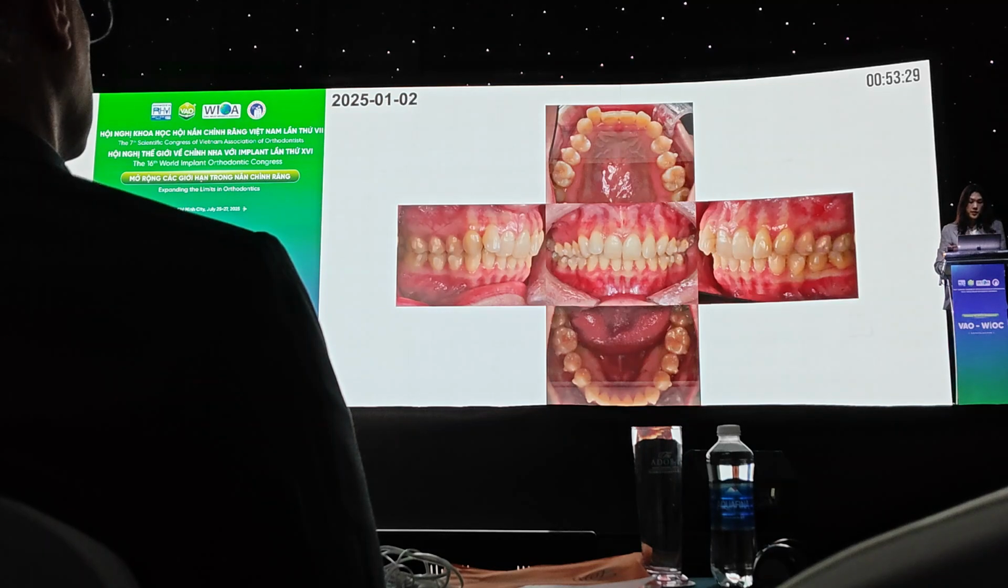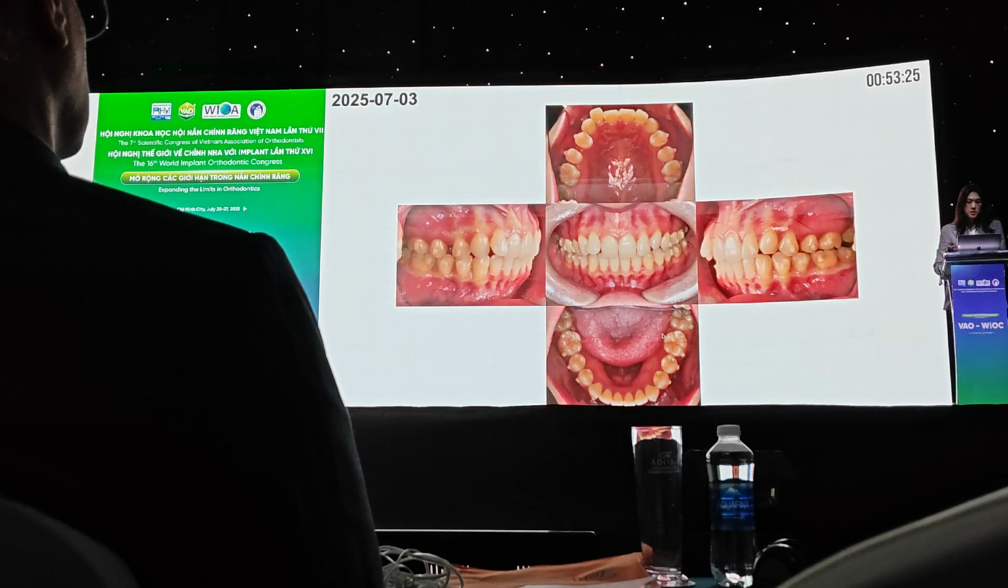So if you compare with the initial, the deep bite has been normalized, right? So the reason for this patient's deep bite was the incisor torque. So if we normalize the incisor inclination, the deep bite is automatically resolved.